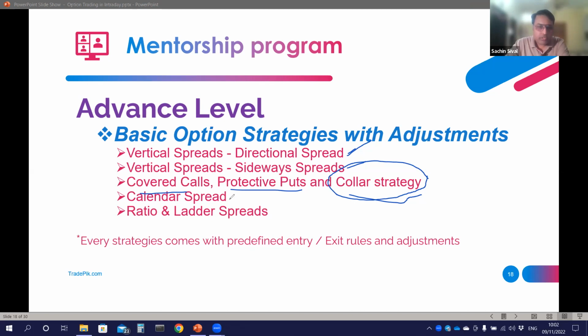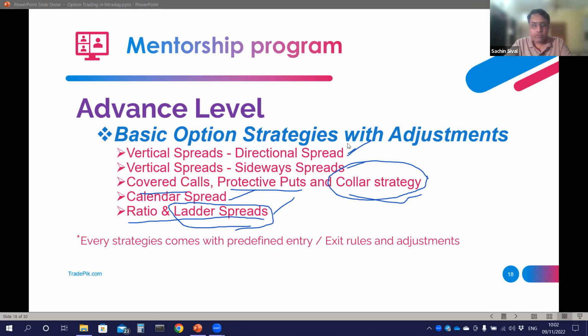And a few more strategies like calendar spread, ratio spread and ladder spread. I have predefined rules for ratio and ladder spreads. These are my favorite strategies when IV is high and we expect some consolidation in a particular trade. I prefer to trade with the ladder spread. The ladder spread is my most favorite option strategy. So we will talk about this.